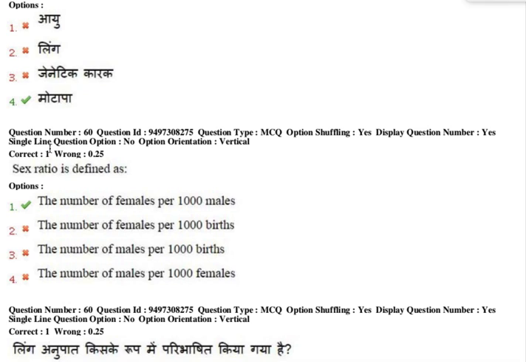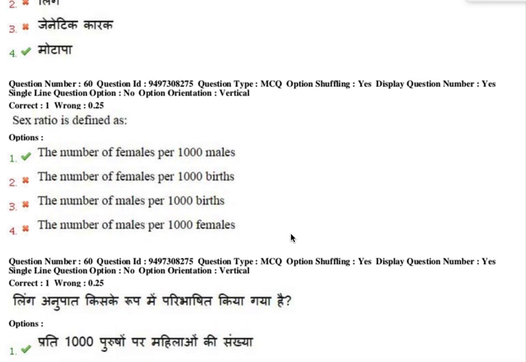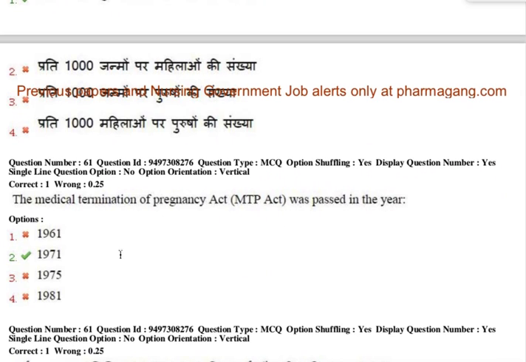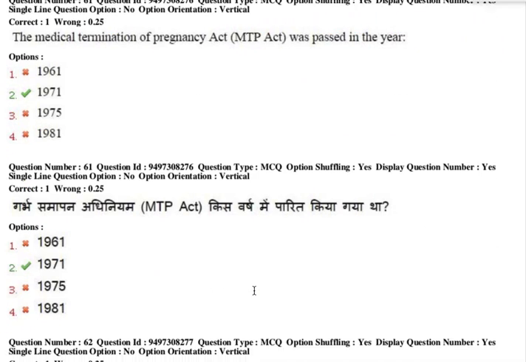Next question. Sex ratio is defined as... Right answer is first, the number of females per 1000 males. That's the sex ratio. Next question, question number 61. The Medical Termination of Pregnancy (MTP) Act was passed in the year... Correct answer is 1971. The MTP Act was passed in the year 1971.